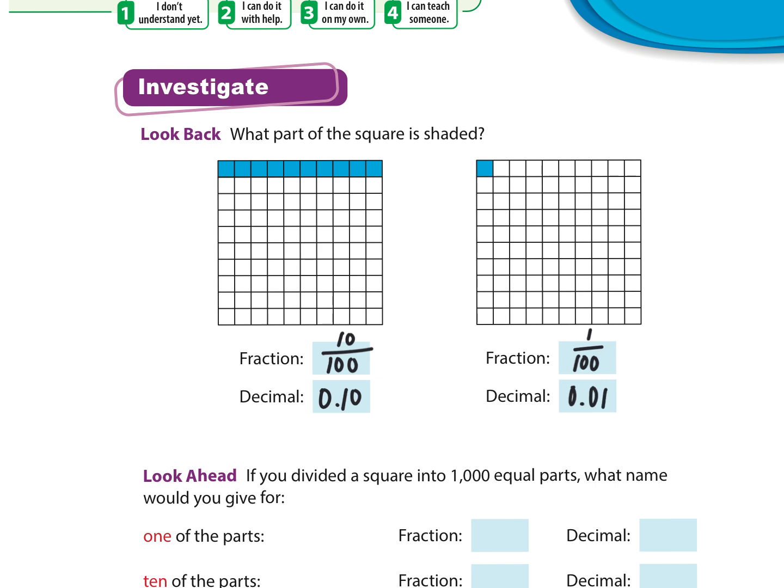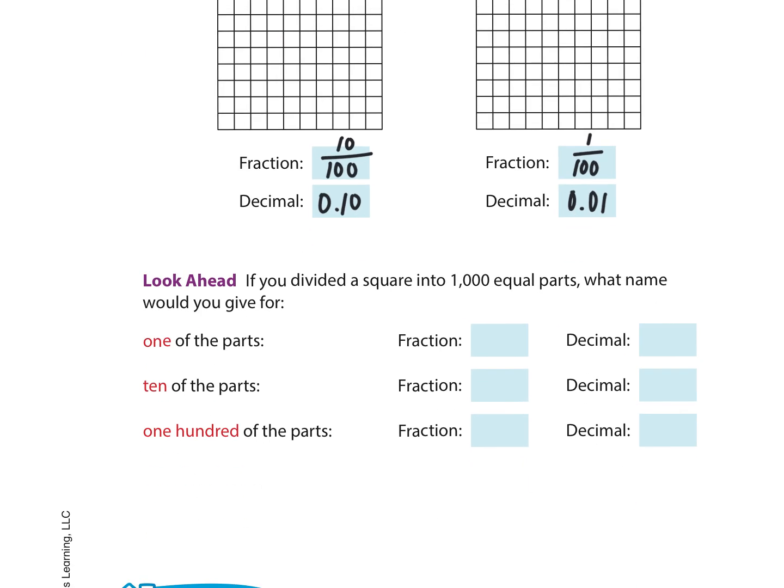Good. Okay. If you divided a square into 1,000 equal parts, then what name would you give for one of those parts? One of those parts would be 1/1000th. The decimal would be 0.001.